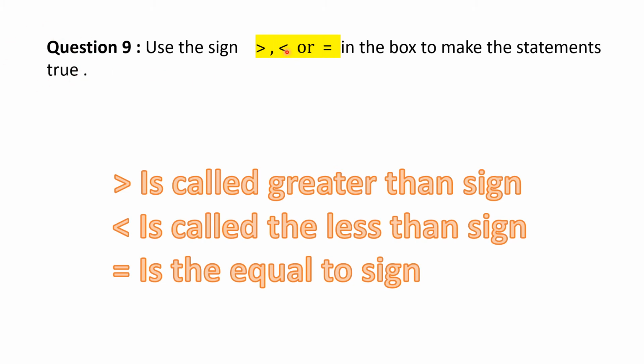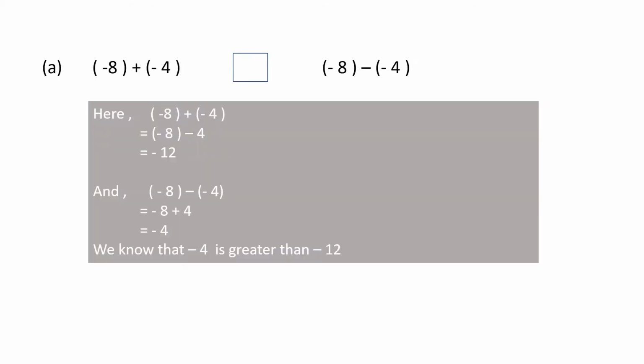Now let's look at the signs and understand what these signs are. The first sign is called the greater than sign. You all know it from the lower classes. The second sign is called the lesser than sign, and the third sign is called the equal sign. Now these signs are always used to compare two numbers in mathematics, right? So keeping these signs in mind, let's look at the first question.